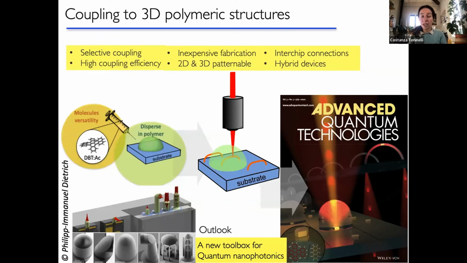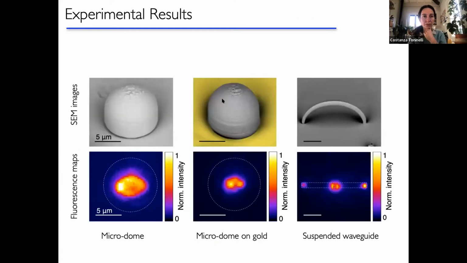And the other point is that you can have your quantum emitter not in the evanescent tail, but this time where the electromagnetic field has its maximum, and so expect a much higher coupling efficiency. So we tried this out already. And you see, we have fabricated 3 different structures: the microdome, a microdome on gold, and a suspended waveguide.